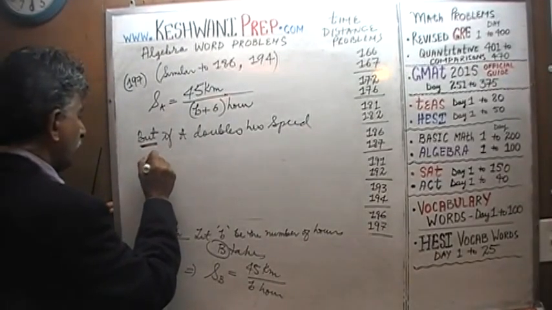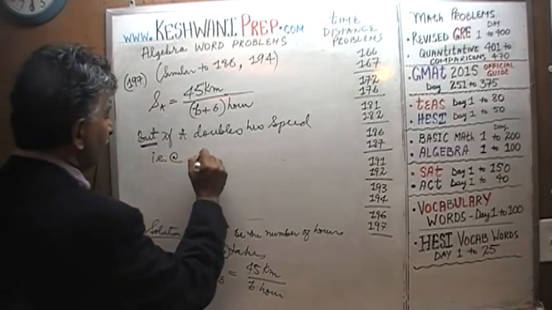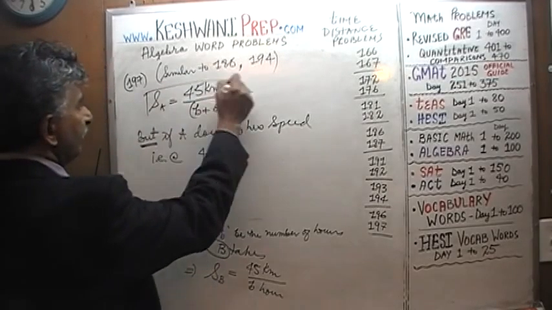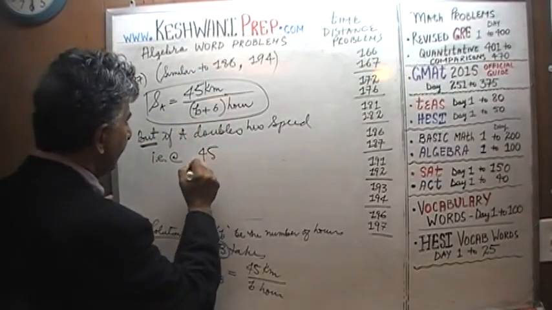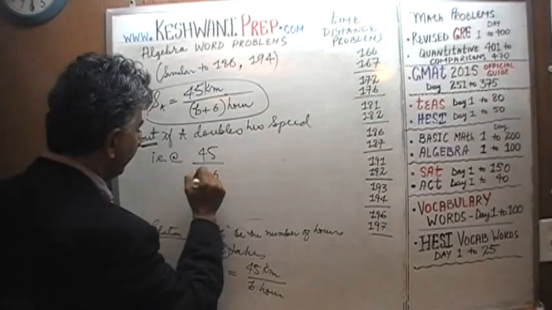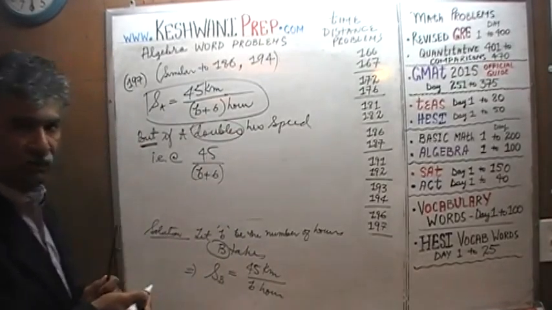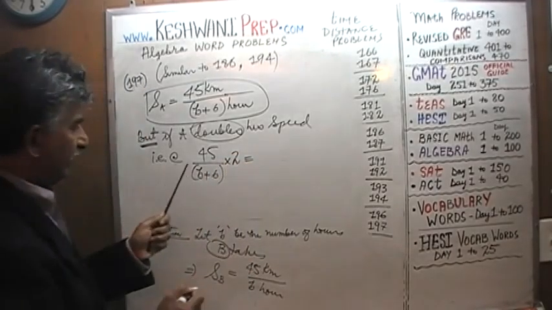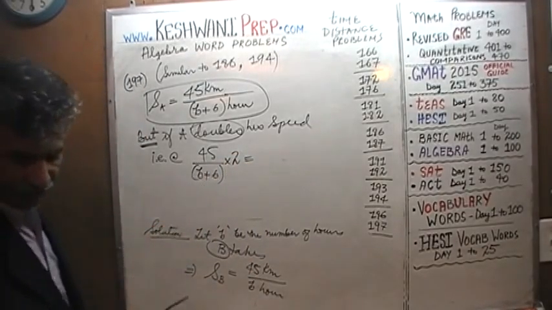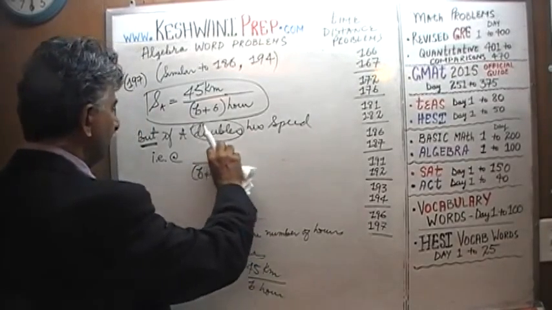His original speed is this. This is his original speed. This is how fast he's going. His original speed is 45 over B plus 6. But if he doubles his speed, how do we represent the doubling part? It's very simple. Take this amount and double it, which is the same as 90 over B plus 6. So I'm not going to write that as 45 times 2. Let's simply write that as 90 over B plus 6.